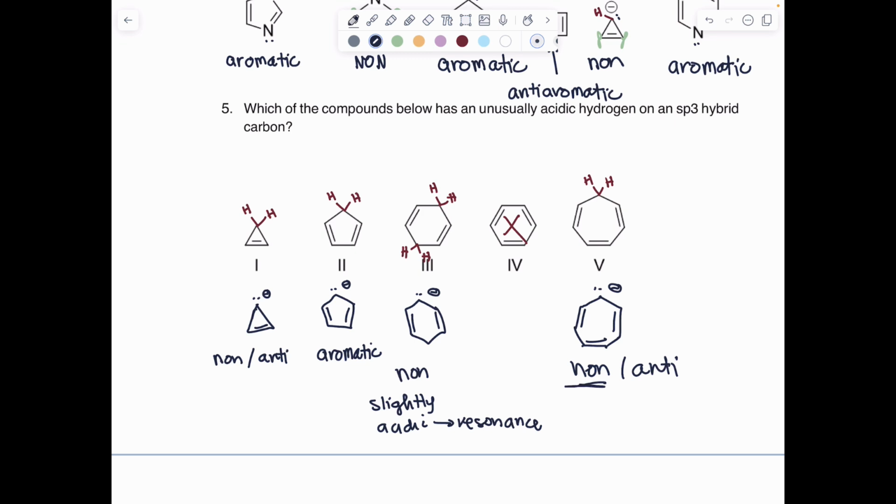So that leaves us with answer 2 being our acidic hydrogen. This would have an unusually acidic hydrogen because it creates an aromatic ring.